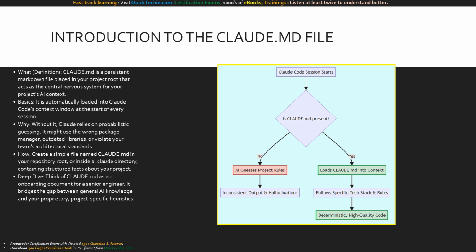Why is this so critical? Because without it, Claude is forced to guess. It might use NPM when your team strictly uses PNPM, or it might implement class-based components when your architecture demands functional React hooks. How do you implement it? You just drop a Claude.md file into your project root.